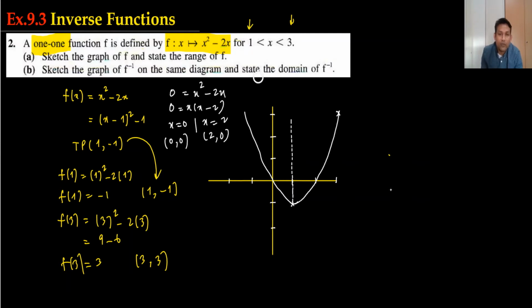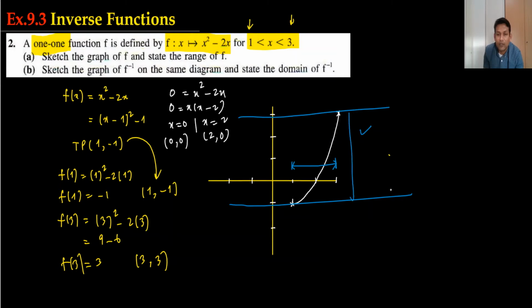But when the domain is from 1 to 3, I will not use this. This is enough. This is the exact curve because the domain is from 1 till 3 and we have drawn the sketch first. Okay, sketch the curve and state the range of f. Range means I need the minimum value of y and the maximum value of y. What is the minimum value and maximum value? Check it out. The minimum value here is -1 and the maximum is 3.